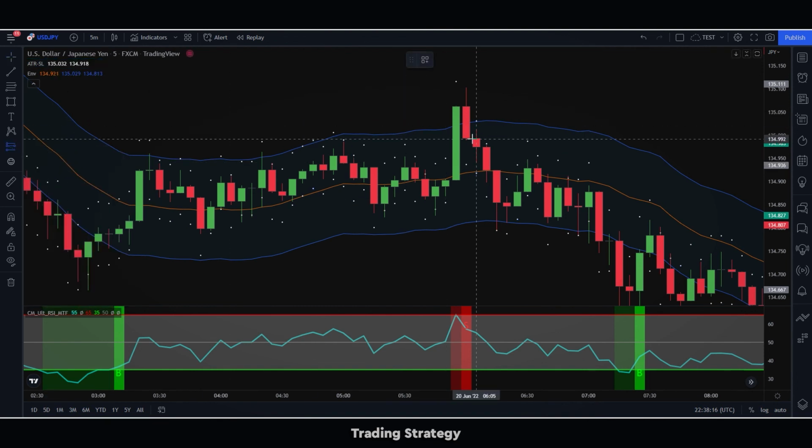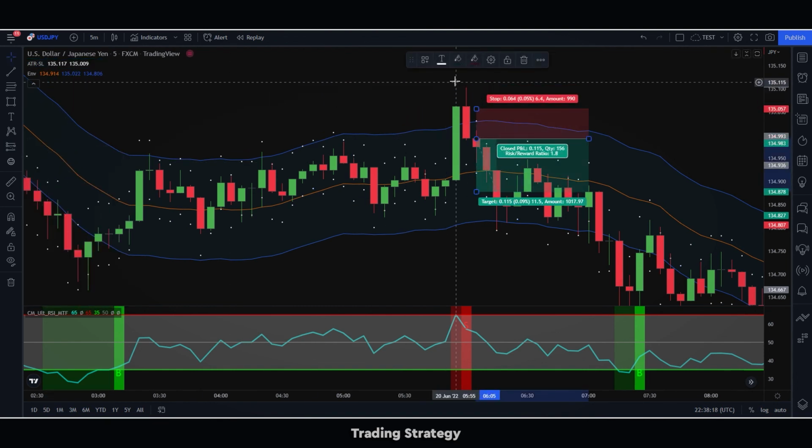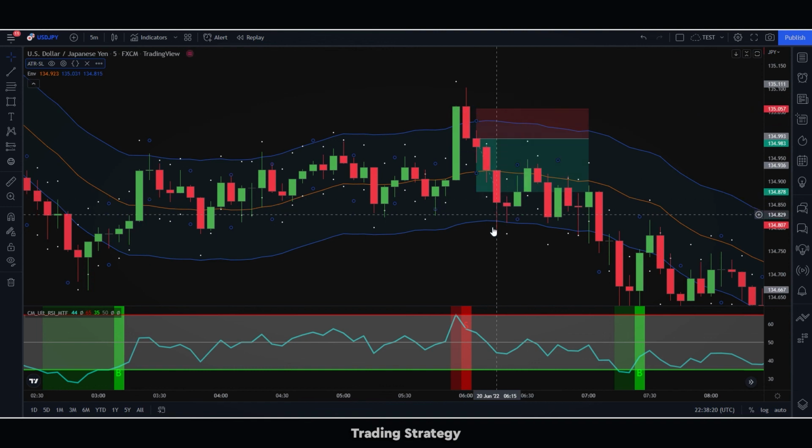Do not forget that before trying it with real money, you need to try it in a demo account so that you can put it into practice by yourself.